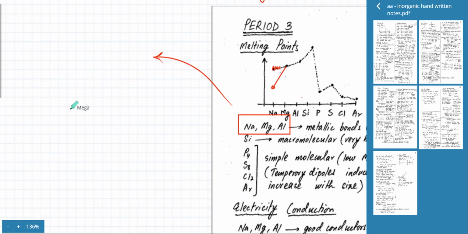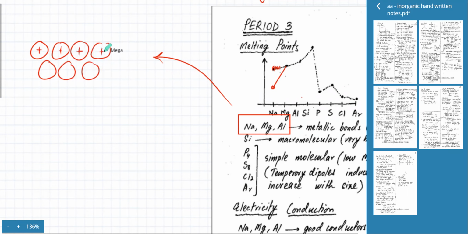Metallic bonding is that you have positive metal ions in a sea of free moving electrons. So there would be lots of positive metal ions in a sea of free moving electrons. So that is metallic bonding. And if you're being asked to describe this, this is all O-level stuff. This is known as a giant metallic lattice.